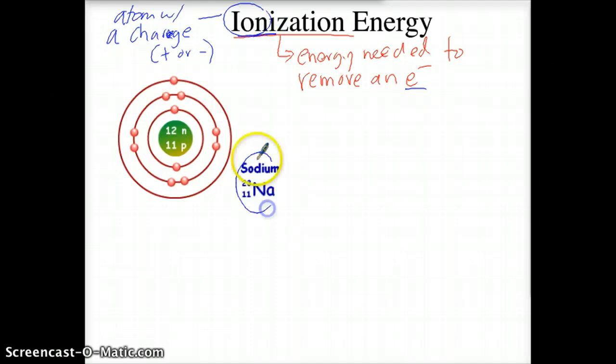So let's talk about an example. Let's say we have sodium here. Why would an atom want to lose an electron? Well, sodium is a group 1 metal. It has one valence electron. This is a Bohr model, which is our older representation of atoms.